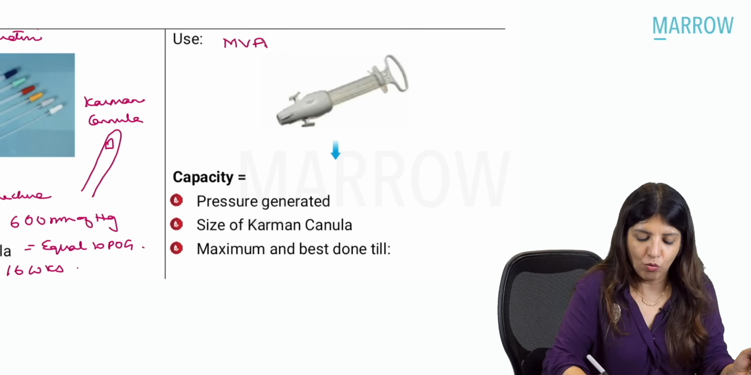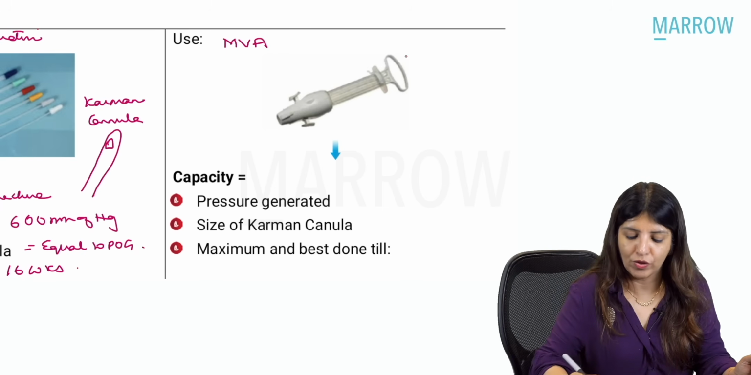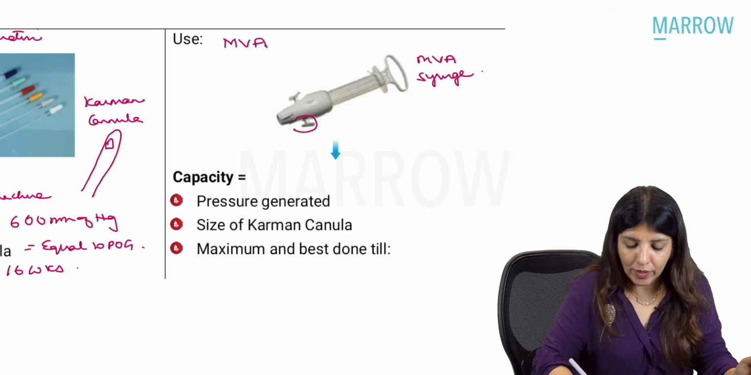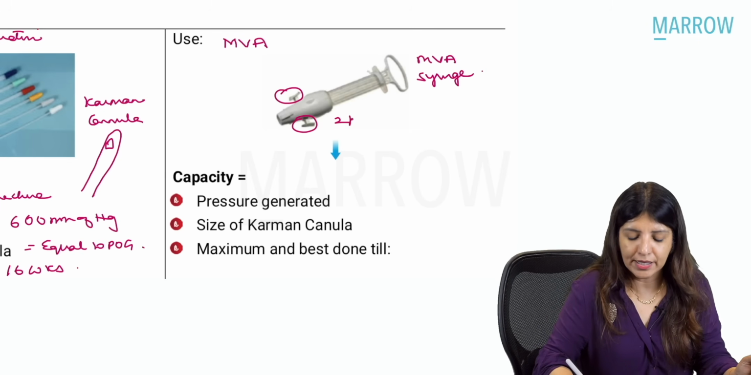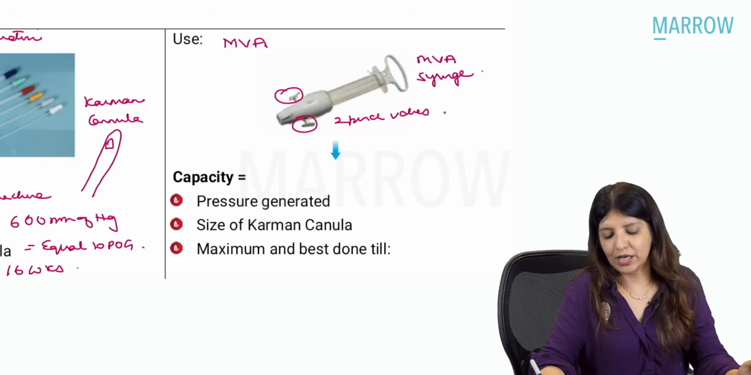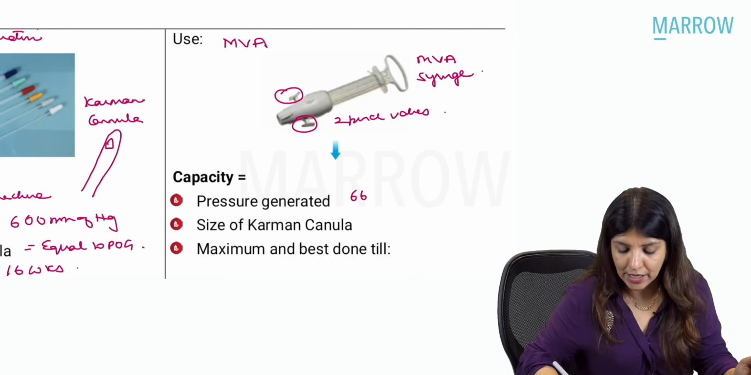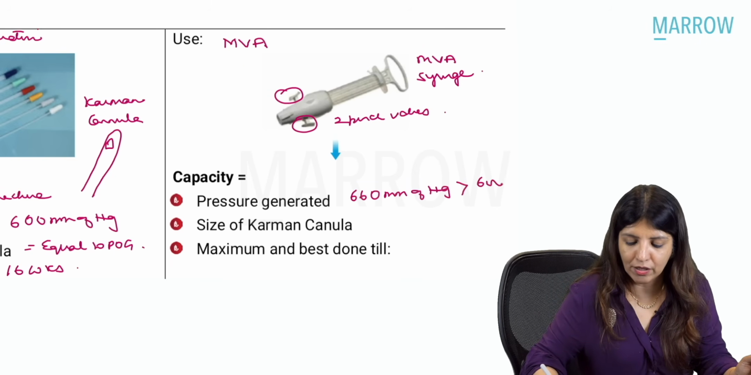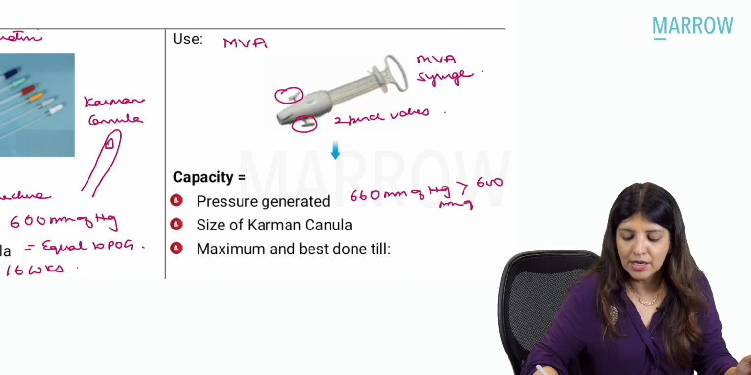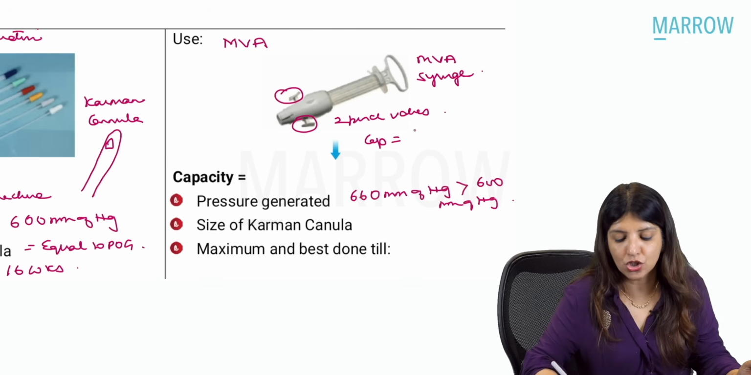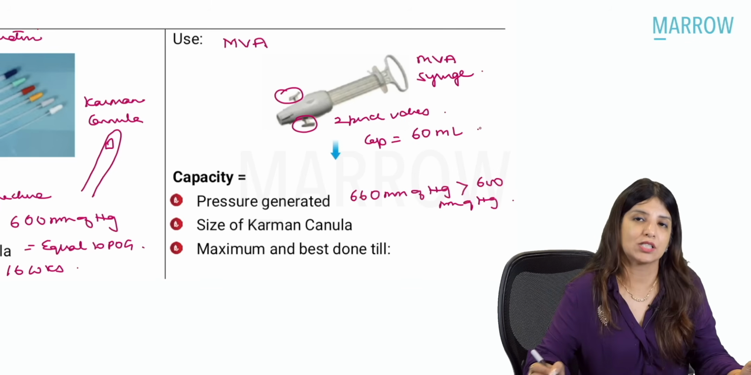If you have to do MTP in the first trimester and electricity is not available, then you have to go for manual vacuum aspiration. This over here is an MVA, manual vacuum aspiration syringe. Over here, the identification mark is that there are two pinch valves. The pressure generated by this syringe is 660 millimeters of mercury. If that is not given, then you are going to say 600 millimeters of mercury. What is the capacity of the syringe? The capacity of the syringe is 60 ml.